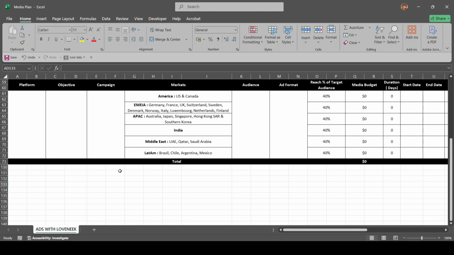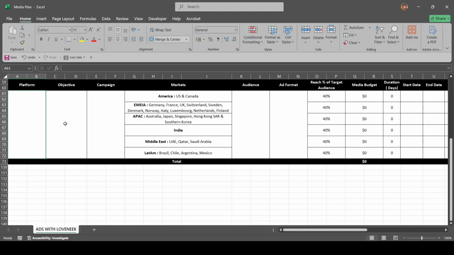So today we will be covering the third part of our how to create media plan series. Today we will discuss how we can create a media plan for conversion phase campaigns where the goal is purchases or ROAS. So without wasting any time, let's just start.